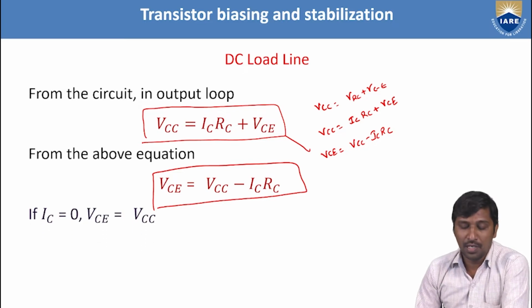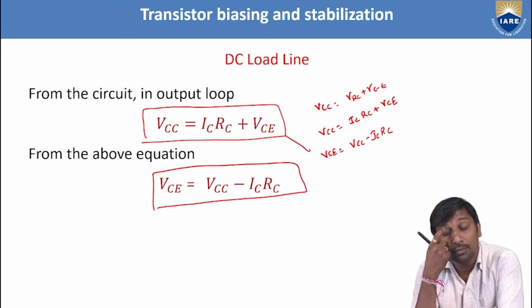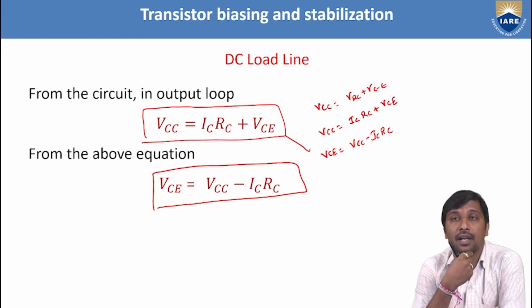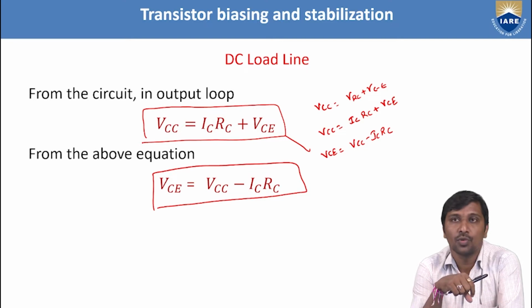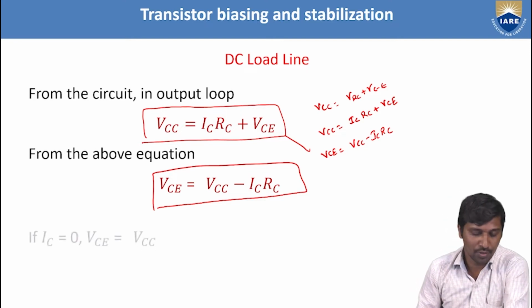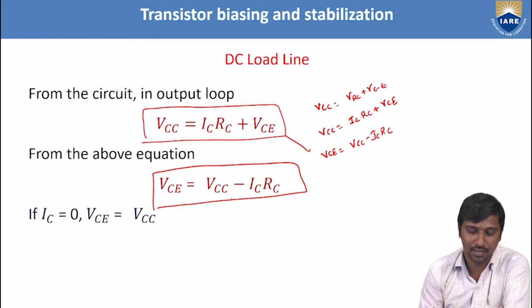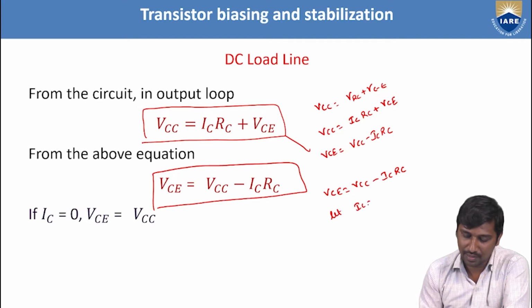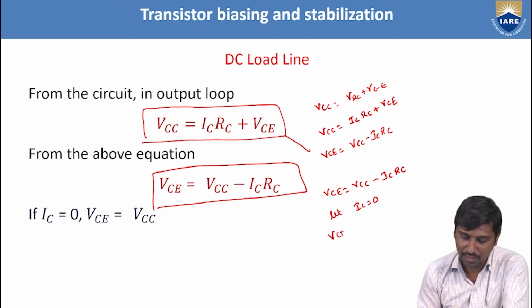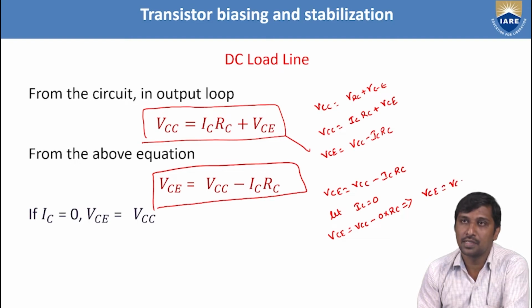Now we need to locate this on the transistor characteristics. We need to identify the DC load line. To observe this DC load line, from this given equation, I am going to assume the collector current is 0. So VCE is equal to VCC minus IC times RC, and here I assume that the collector current is 0. Then VCE equals VCC minus 0 into RC. That becomes VCE equal to VCC.